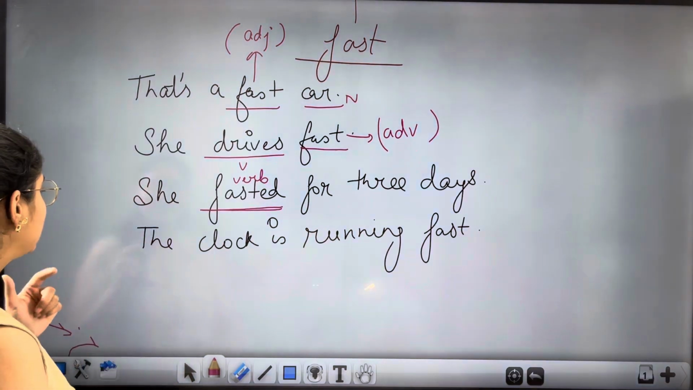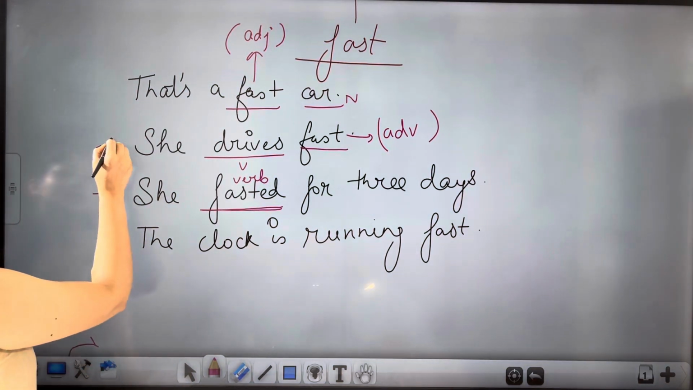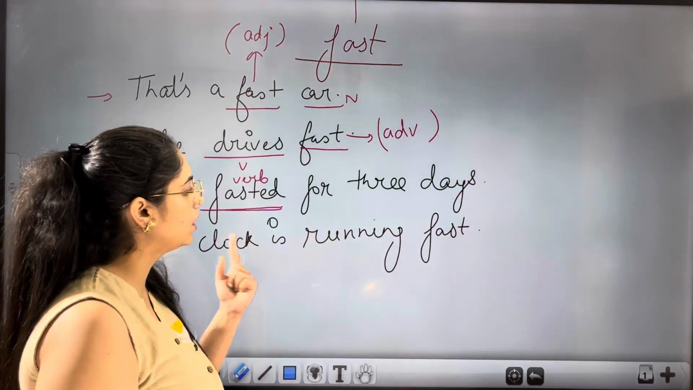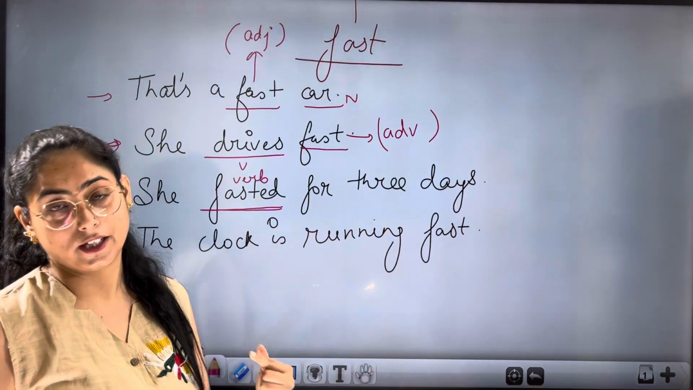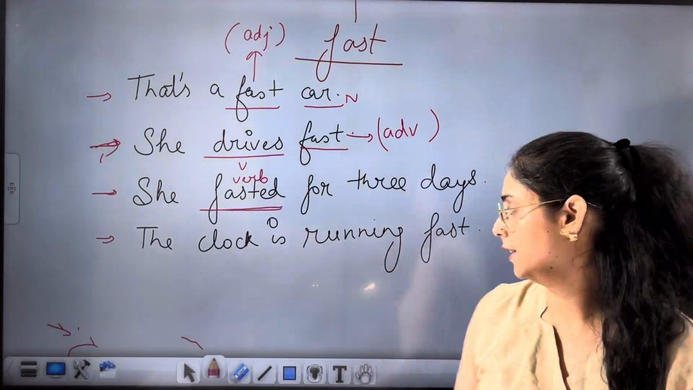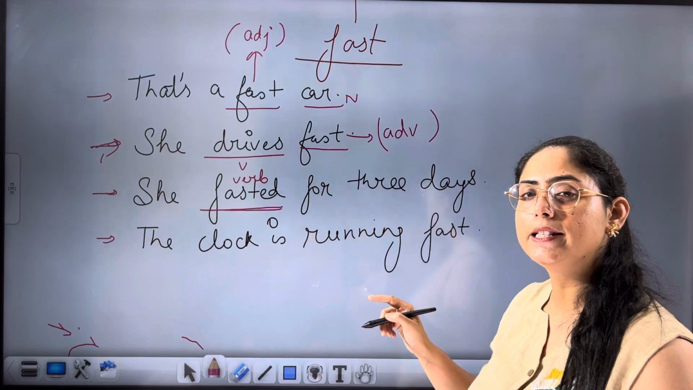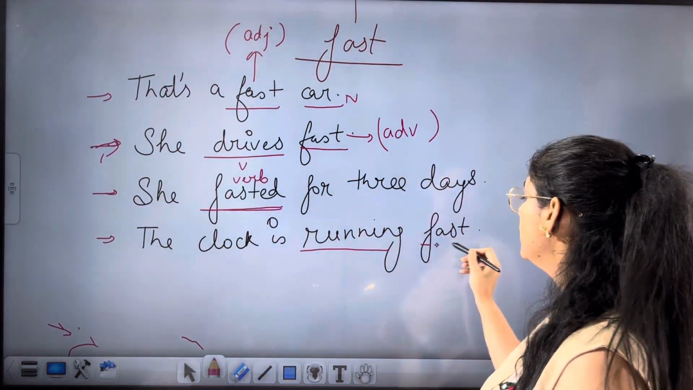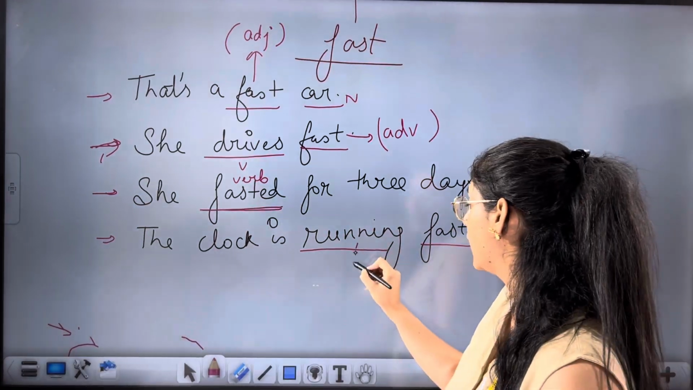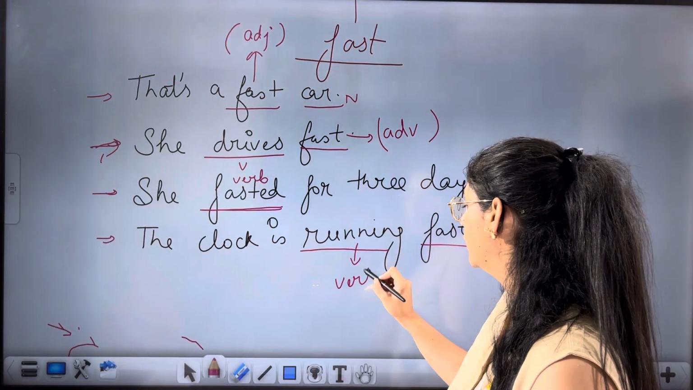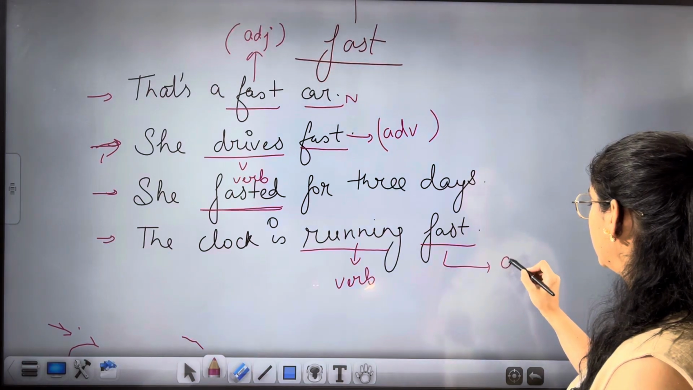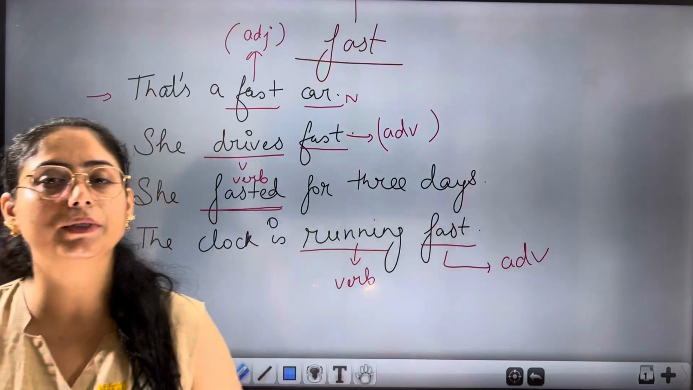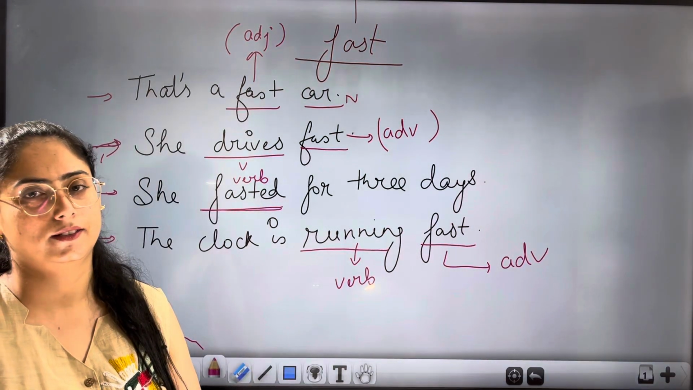So let's take the fourth sentence. Fourth sentence says the clock is running fast. Now here fast is used with running. It is actually defining running. How is it running? It is running fast. Now what is running? Running is a verb. Therefore this is an adverb. I hope the concept is clear.